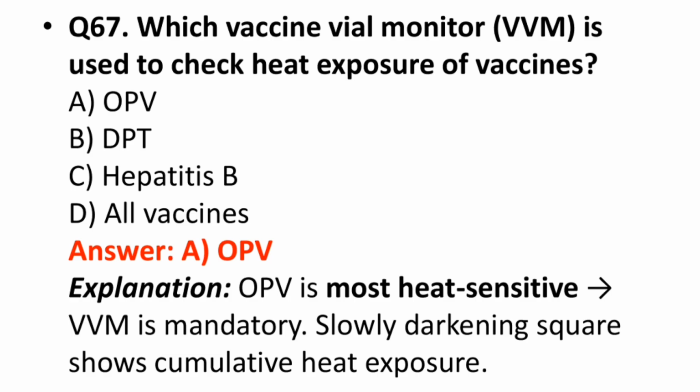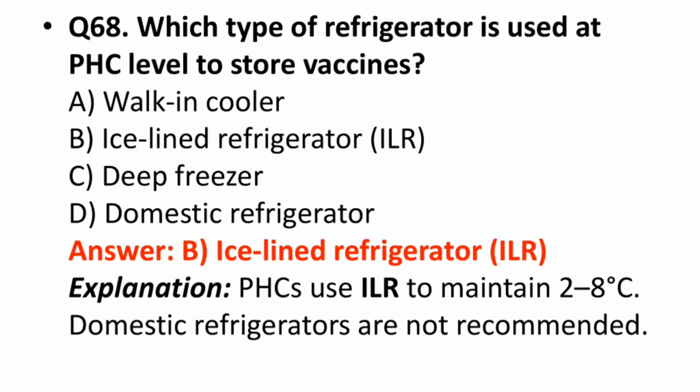Which vaccine's vial monitor is used to check heat exposure of vaccines? Option A OPV, option B DPT, option C hepatitis B, option D all vaccines. The correct answer is option A OPV. OPV is the most heat sensitive vaccine. Vaccine vial monitor is mandatory. A slowly darkening square shows cumulative heat exposure.